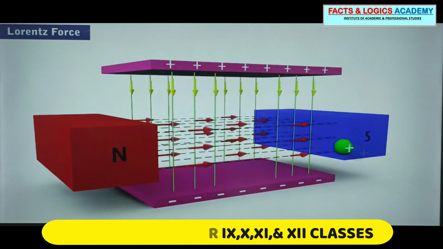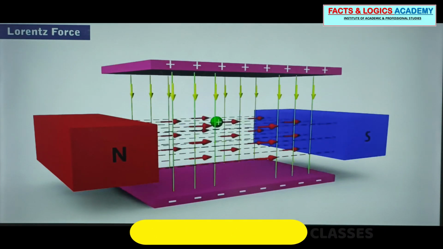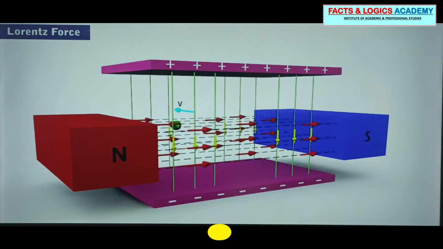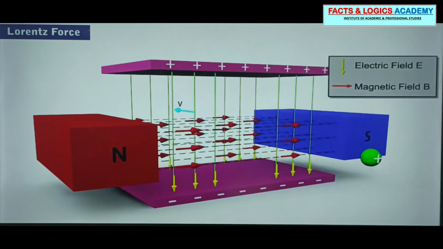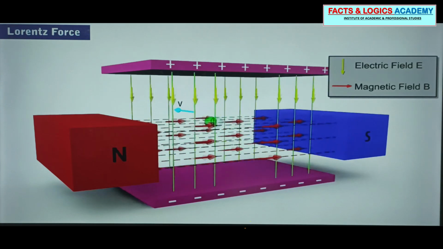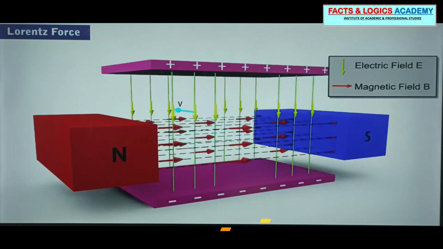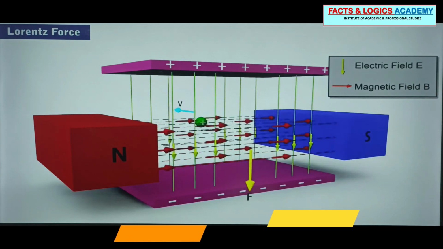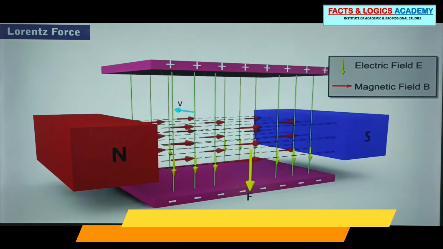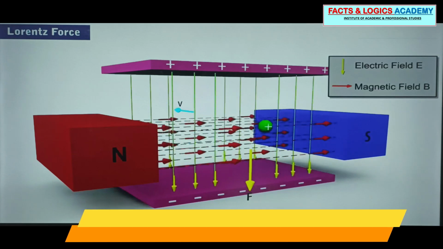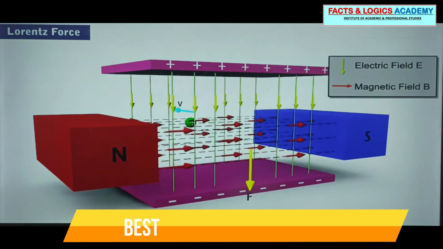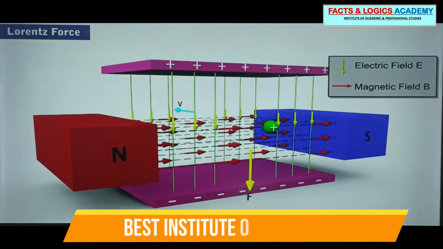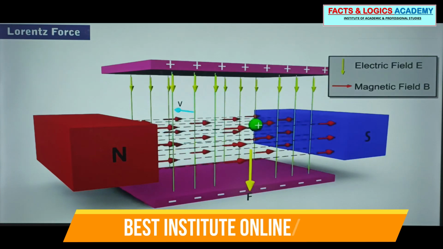Now, consider a charge of Q coulomb moving with the velocity V in the presence of both electric field E and the magnetic field B. The net force on charge Q is F, called Lorentz force, and is equal to the vector sum of the forces due to the electric field and magnetic field.